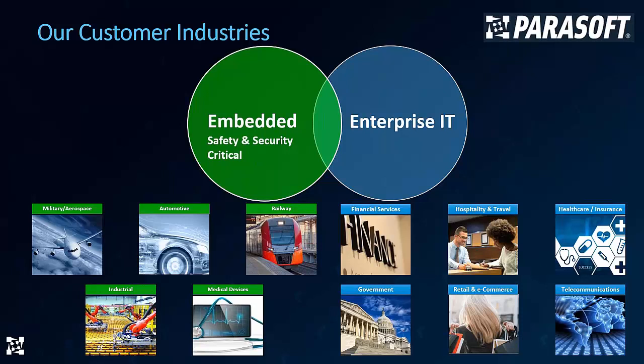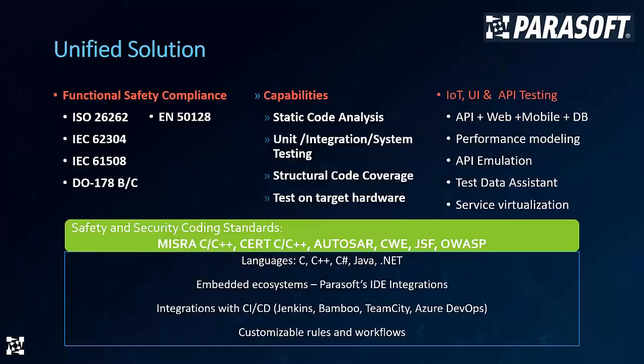So this slide gives you a visual of the software domains embedded in enterprise IT and the industries that Parasoft supports. You can see the automotive, military, rail, medical, and industrial automation for the embedded space. And we also support financial or banking services, hospitality, healthcare, and insurance, and other IT industries as well. So let's take a closer look at our unified solution.